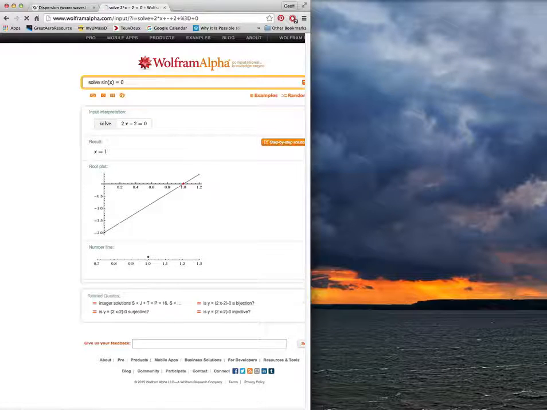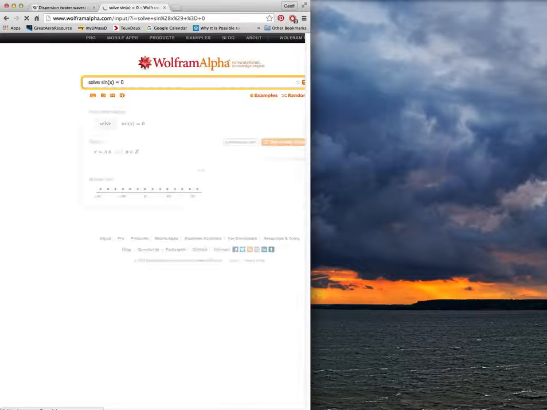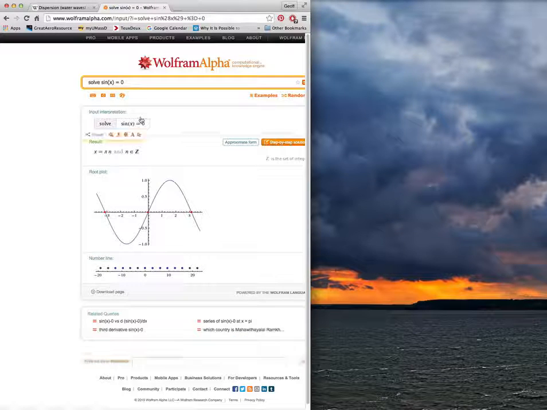I'm just going to hit return. Hopefully this will... Okay, so what did Wolfram do? It found me some solutions plotted here: x equals 0, x equals pi, x equals minus pi, and it says here the general solution is x equals pi n, for n in the set of integers. So we have pi times 1, pi times 2, pi times 3, pi times 4. So there's an infinite number of solutions to this equation.